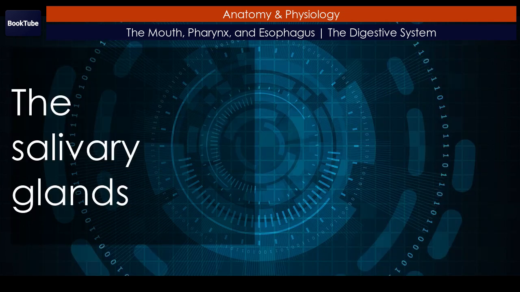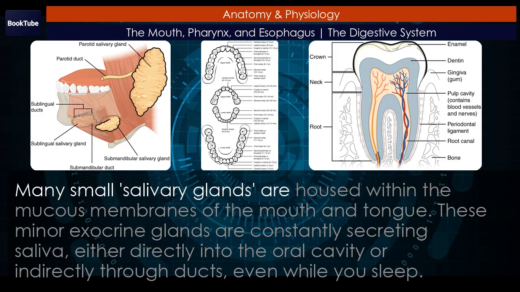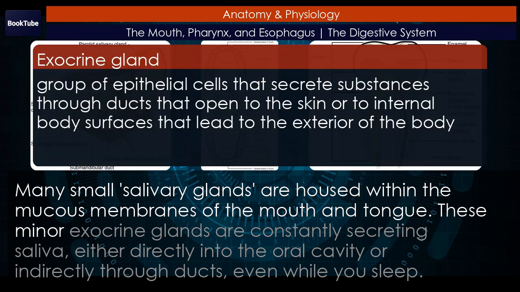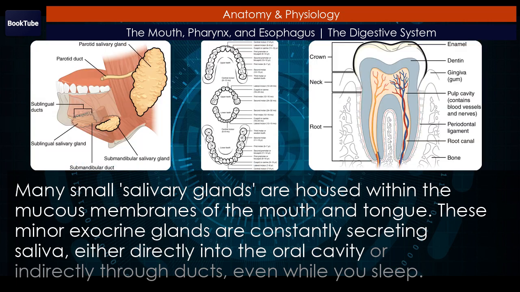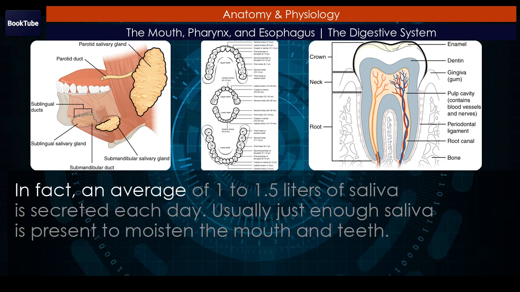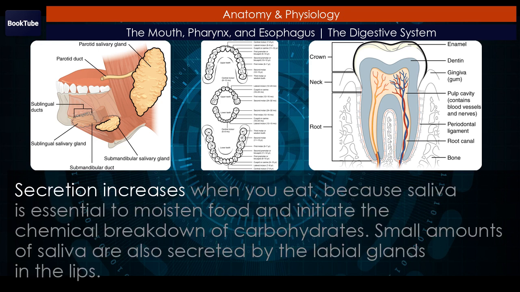The salivary glands. Many small salivary glands are housed within the mucous membranes of the mouth and tongue. These minor exocrine glands are constantly secreting saliva, either directly into the oral cavity or indirectly through ducts, even while you sleep. In fact, an average of 1 to 1.5 liters of saliva is secreted each day. Usually just enough saliva is present to moisten the mouth and teeth. Secretion increases when you eat, because saliva is essential to moisten food and initiate the chemical breakdown of carbohydrates.